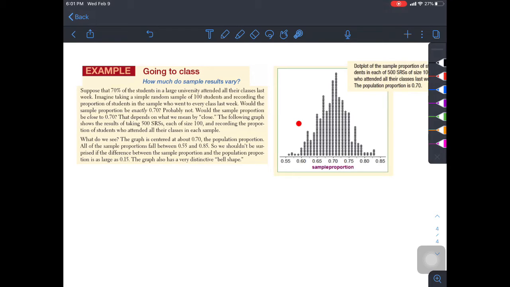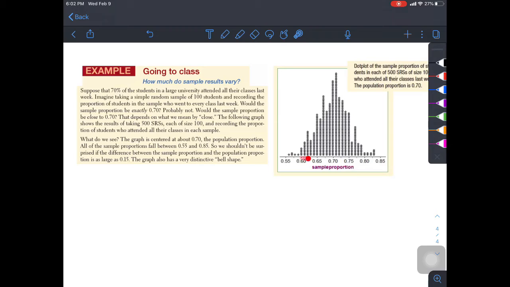And I got the proportion, the percentage of kids who went to all their classes. Then I took another. Then I took another. Then I took another. Then I took another. And I did this 500 times because I don't have a life and all I want to do is take a sample of 100 kids from a university over and over again and ask them questions. They better pay me a lot of money.